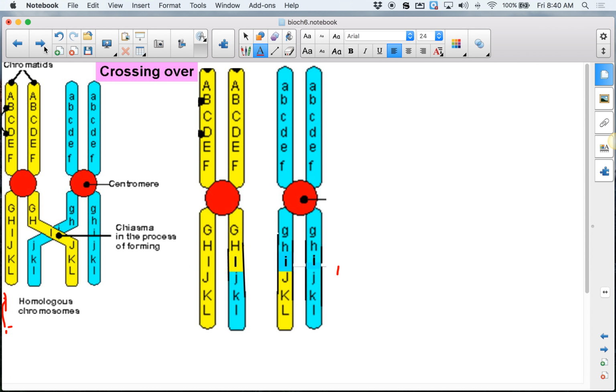Okay, this shows the same idea, except here we actually have all four sister chromatids. So this would be the tetrad right here. Okay, and the part where the crossing over occurs, where the switching actually occurs, is called a chiasma.